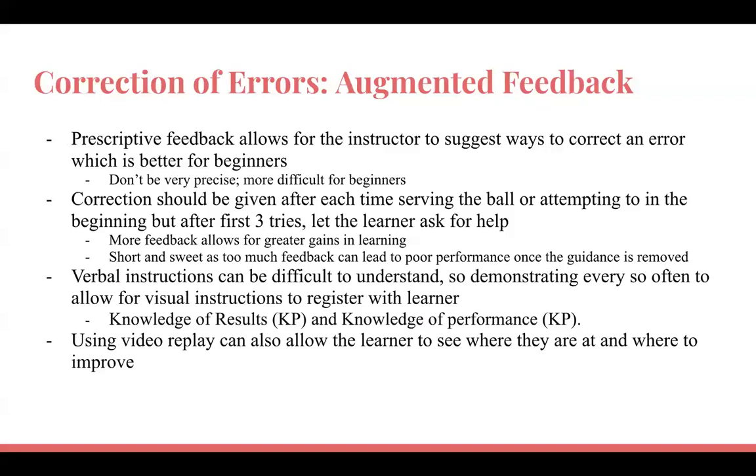This knowledge of results informs the learner to refine the skill and motivate adjustments when needed, leading to improvement in accuracy. This type of augmented feedback in the earlier stages of learning will allow the learner to see if their action achieved the desired outcome.